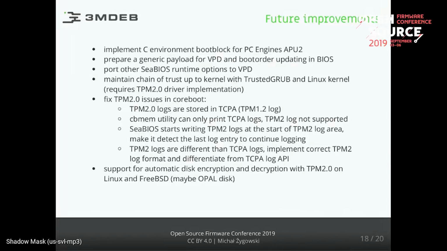For example, all the logs for now are stored in the TCPA table, which is a table that points to a memory that contains a log area for TPM 1.2. The cbmem utility can print TCPA logs, but not TPM2 logs. And I think it is a bug, but coreboot just starts writing TPM2 logs at the start of the region, regardless of whether there are any entries present there or not. And the TPM2 logs have also a different format than those from TPM 1.2. So coreboot should implement a correct format for the TPM2 logs also.